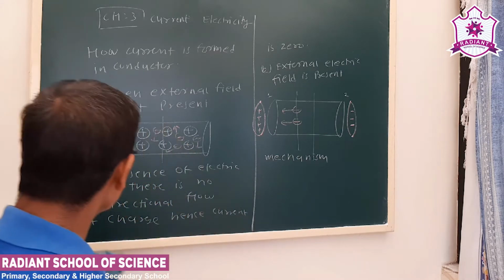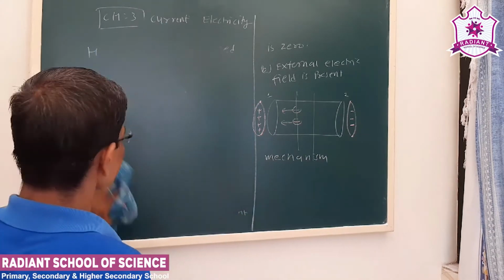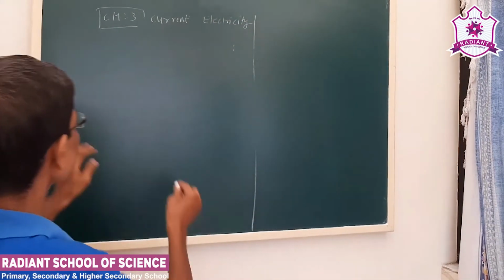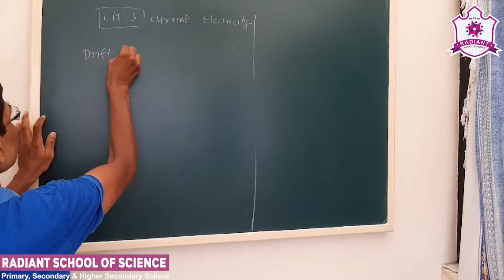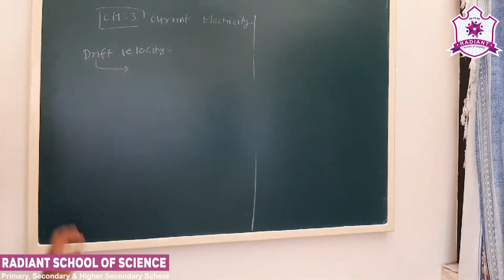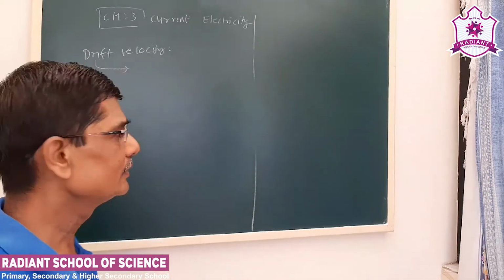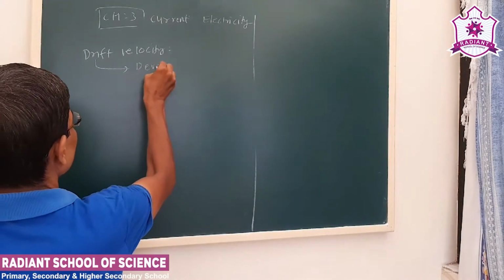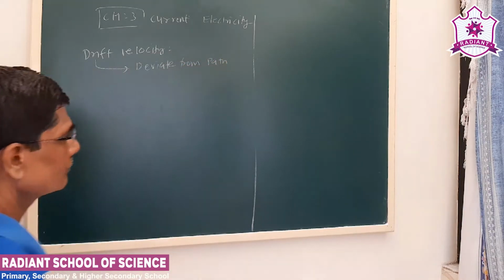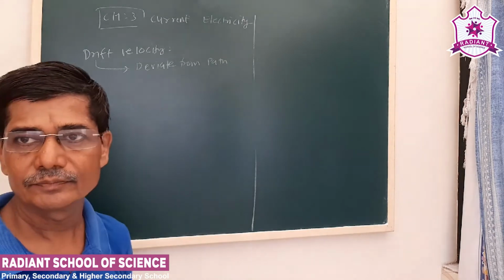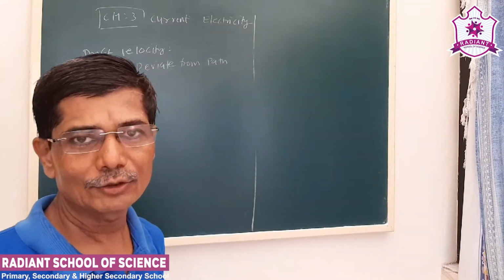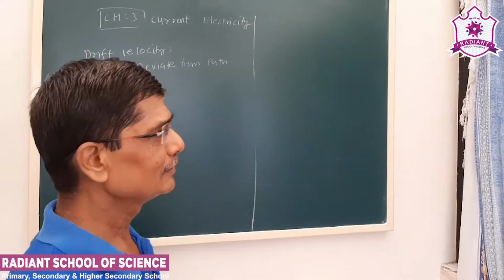Now next we have to see about the drift velocity. See what is the simple meaning of the drift velocity. To drift means to deviate from the path. All you youngsters fond of two-wheelers or bikes, you have a drift of the vehicle that you know very well.